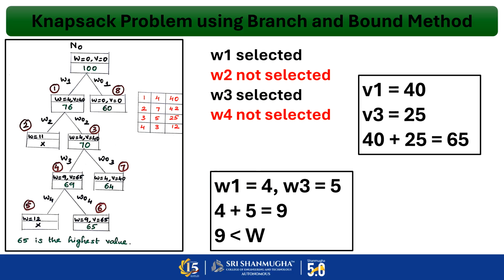At the same time, we can cross-check the value also. W1, W3. That means what is the value of V1 and V3? In the table, V1 is what? 40 and V3 is what? 25. So when you add these two items in the knapsack, the capacity of the bag should not exceed. So weight is not exceeded. And the value is what? 40 plus 25 is 65. So this is what we have derived, right?